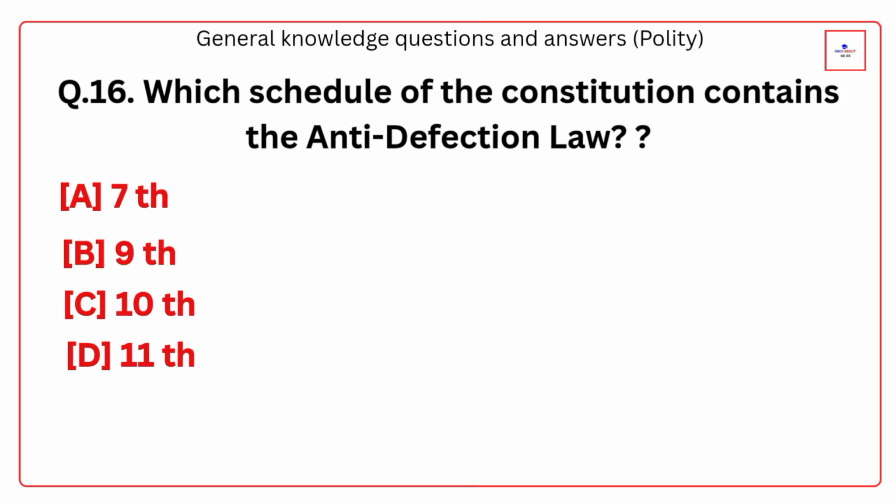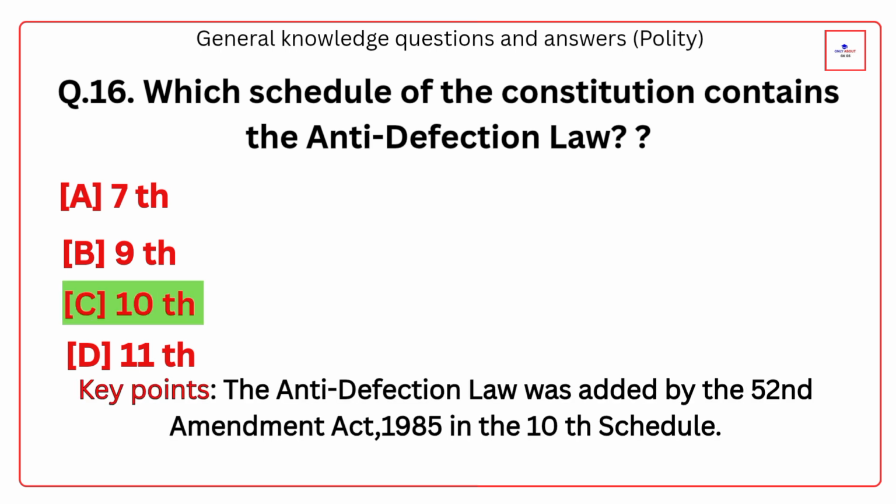Which schedule of the Constitution contains the anti-defection law? Correct answer is 10th schedule. The anti-defection law was added by the 52nd Amendment Act 1985 in the 10th schedule.